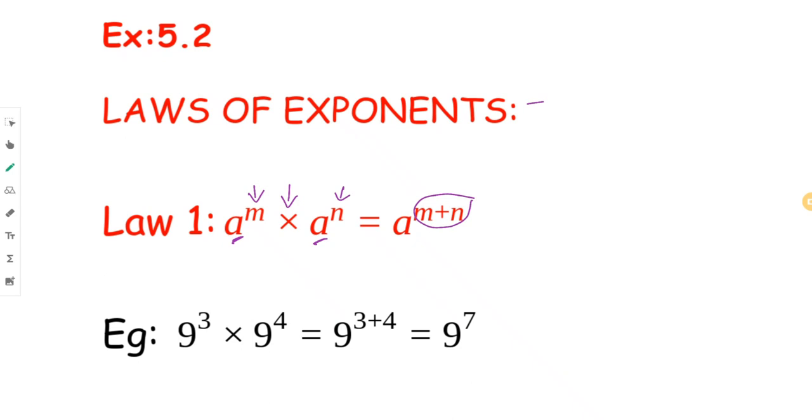Let us understand it by doing an example. If you look at the example, you can see that the bases are the same, 9 and 9. But what about the powers? One is 3, the other is 4. So this is your m, this is your n, and these 9s are your a. So what does the formula say? I have to add the powers. So I've written the 9, the base, and then 3 plus 4, or m plus n. Then 3 plus 4 is how much? 7.